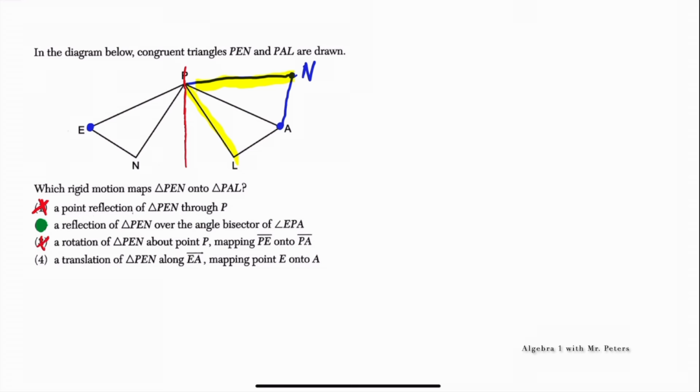Then when we look at the last answer choice, number 4, a translation of PEN along PE mapping PE onto A. That's very similar. And as a matter of fact, let's erase so we could put this here. That's very similar to what we just noticed. If we put this right here, this is how the triangle is going to look. And just by this merit, we know that this is incorrect as well.